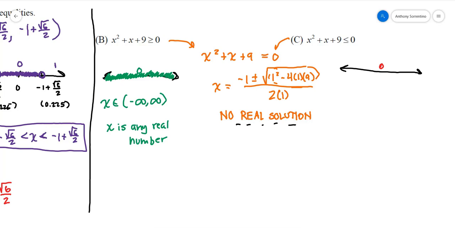Whereas in the other instance, if I plug 0 in and I have what I have in C, well, 9 is not less than or equal to 0, which means I'm not going to be able to have anything work for this. So that's the solution for no solution. You can just say no real solution.